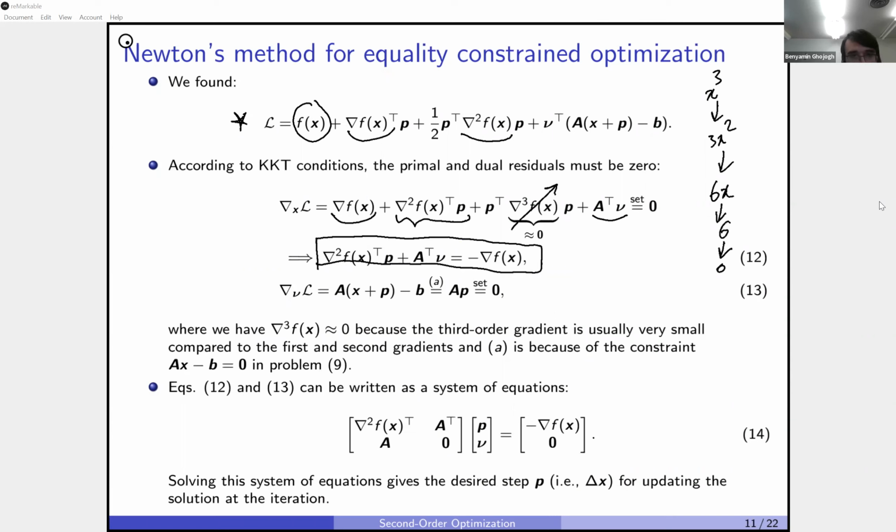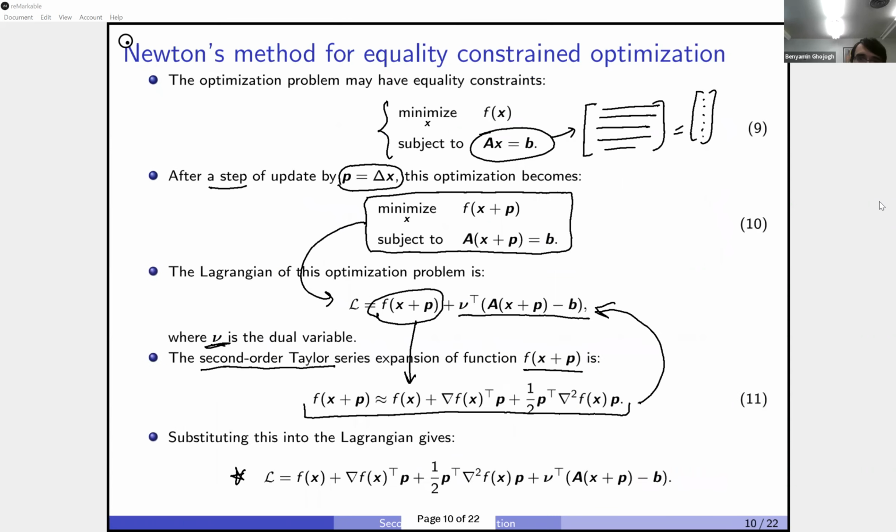And also take the derivative of the Lagrangian with respect to the dual variable. You will get this, because this is a linear function with respect to nu. By the way, we know that according to the original optimization problem in equation 9, it should be, because we know the solution should satisfy the constraint to be feasible, right? We know that Ax must be b.